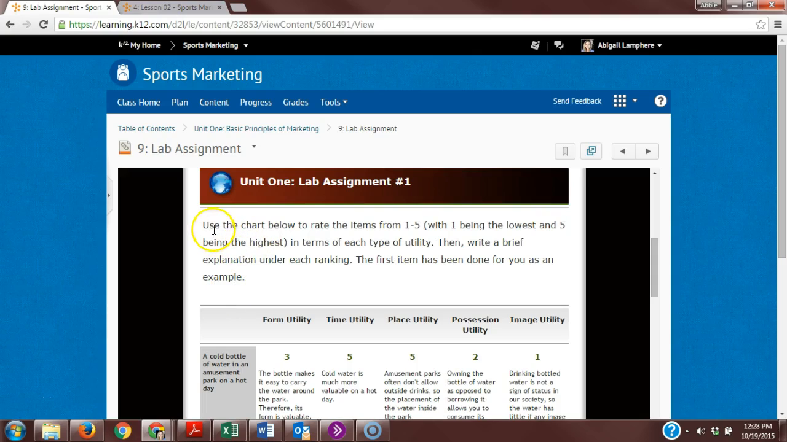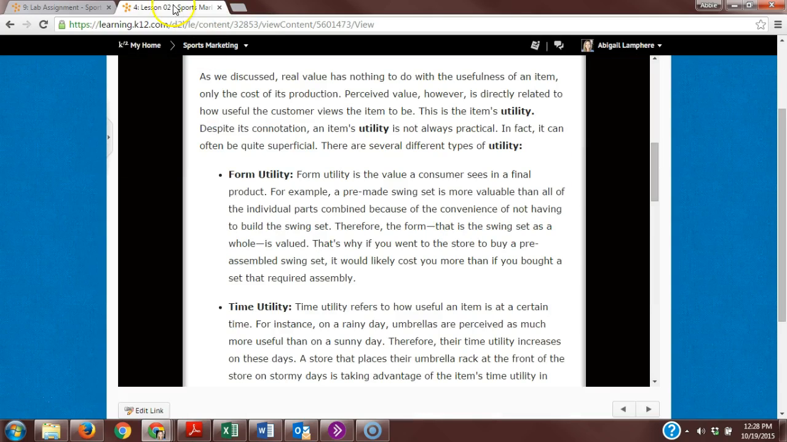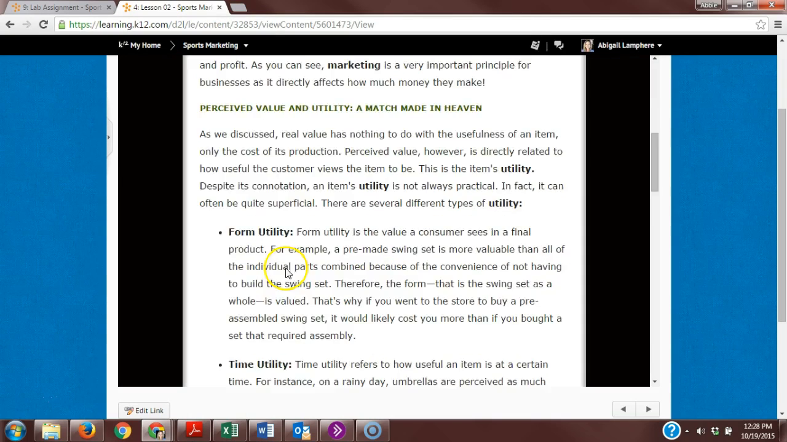In lab assignment 1, it says to use the chart below to rate the items from 1 to 5, 1 being the lowest, 5 being the highest, in terms of each type of utility. We talked about the different types of utility in this unit, and it might be handy to have this page open on another tab.